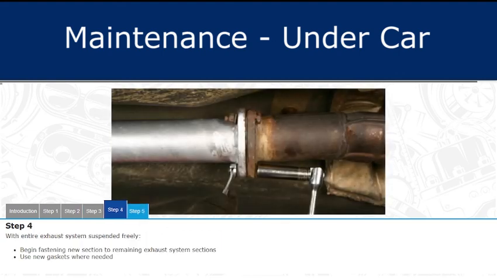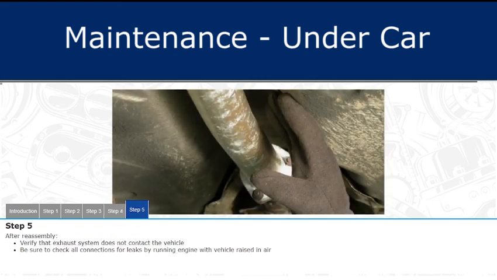With the entire exhaust system suspended freely, begin fastening the new section to the remaining sections of the exhaust system. Use new gaskets where needed. Once the exhaust system is completely reassembled, verify that it does not come in contact with the vehicle. Be sure to check all connections for leaks by running the engine with the vehicle raised in the air.